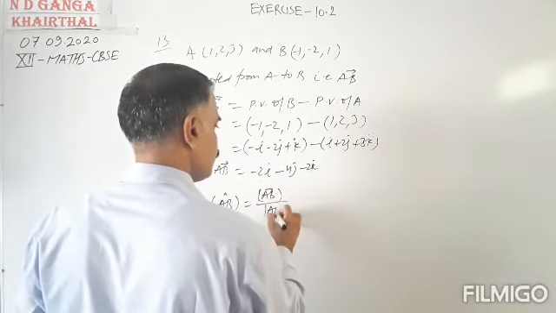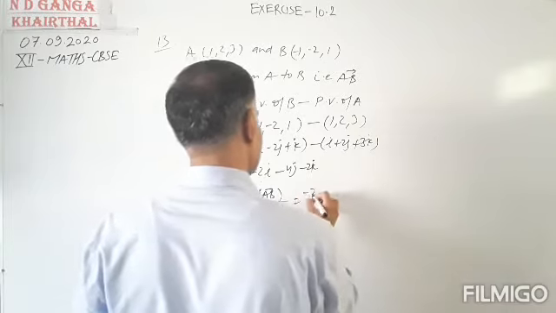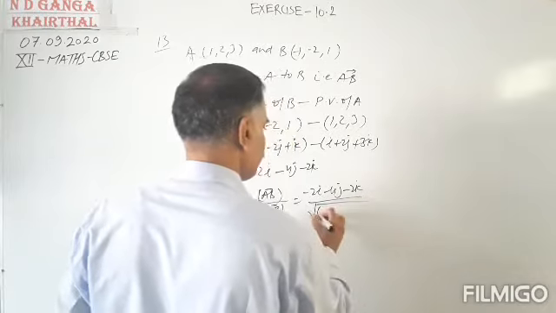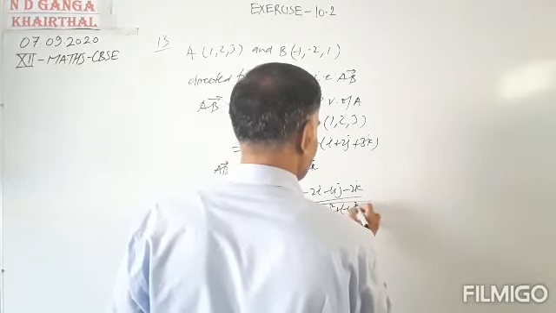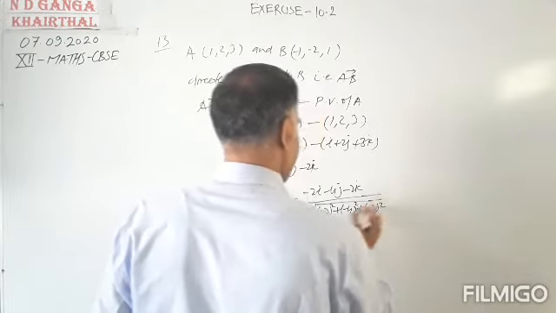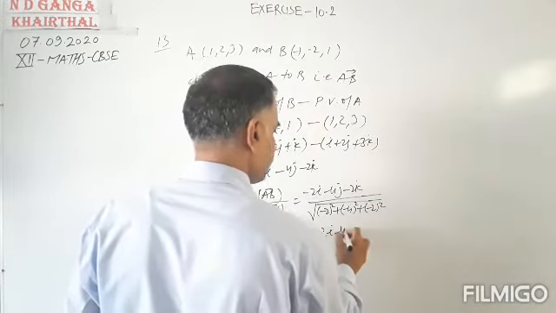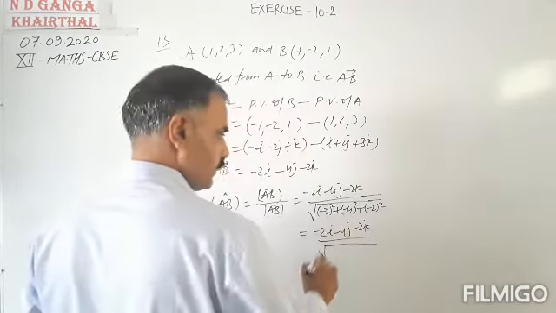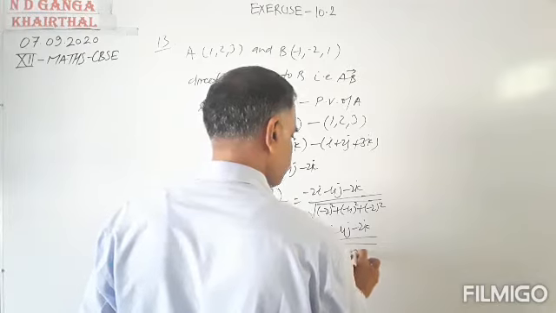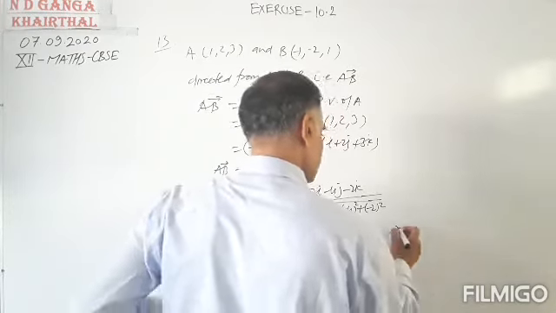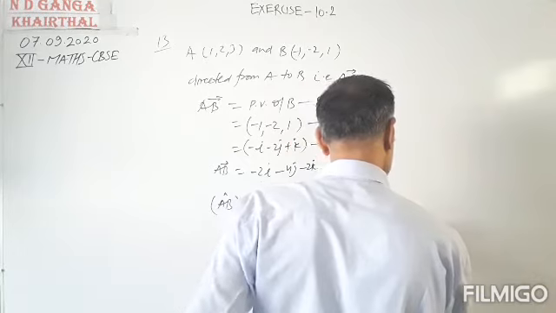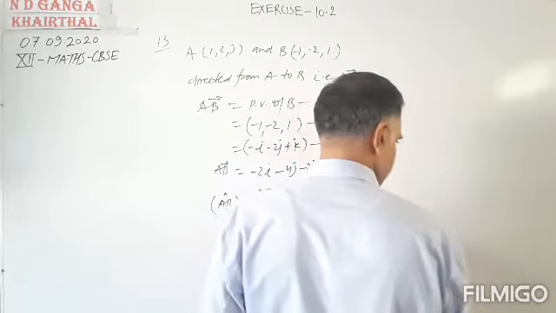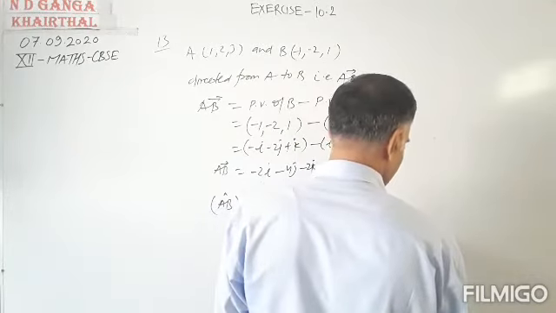AB cap is equal to AB vector divided by magnitude of AB vector, that is minus 2i minus 4j minus 2k divided by under root of (-2) square plus (-4) square plus (-2) square, which is minus 2i cap minus 4j cap minus 2k cap divided by under root 4 plus 16 plus 4, that is under root 24. 24 means 2 under root 6.